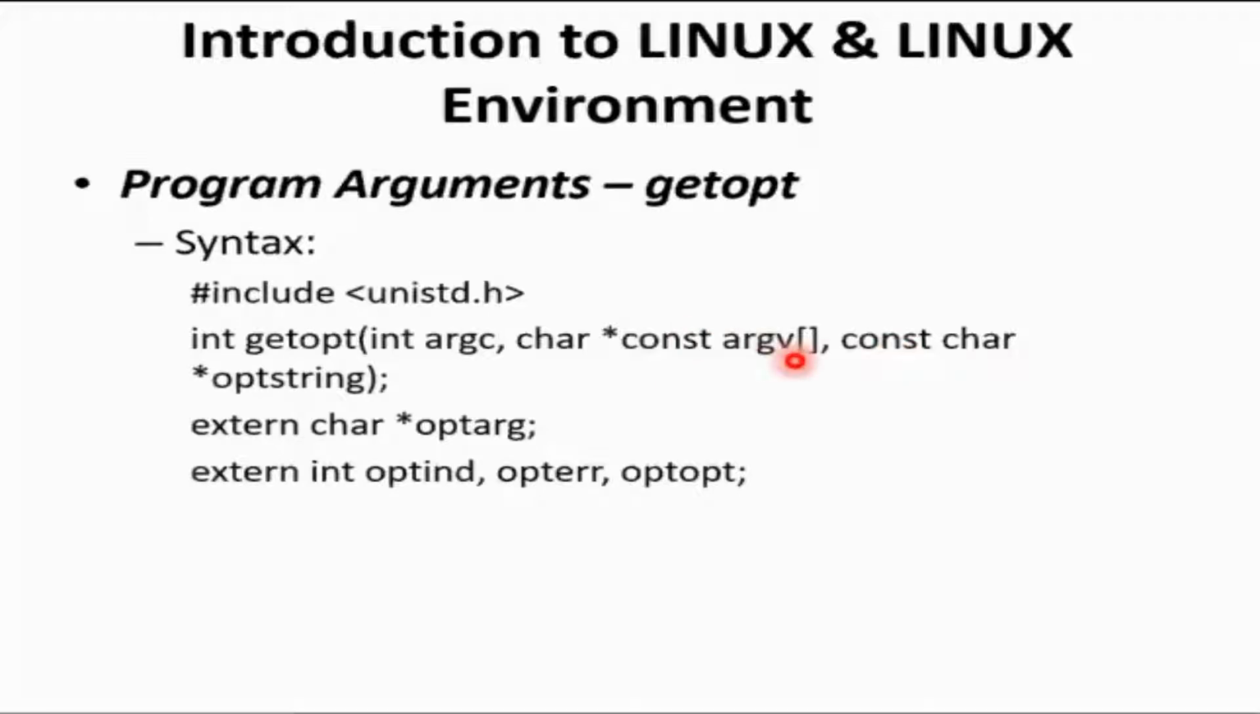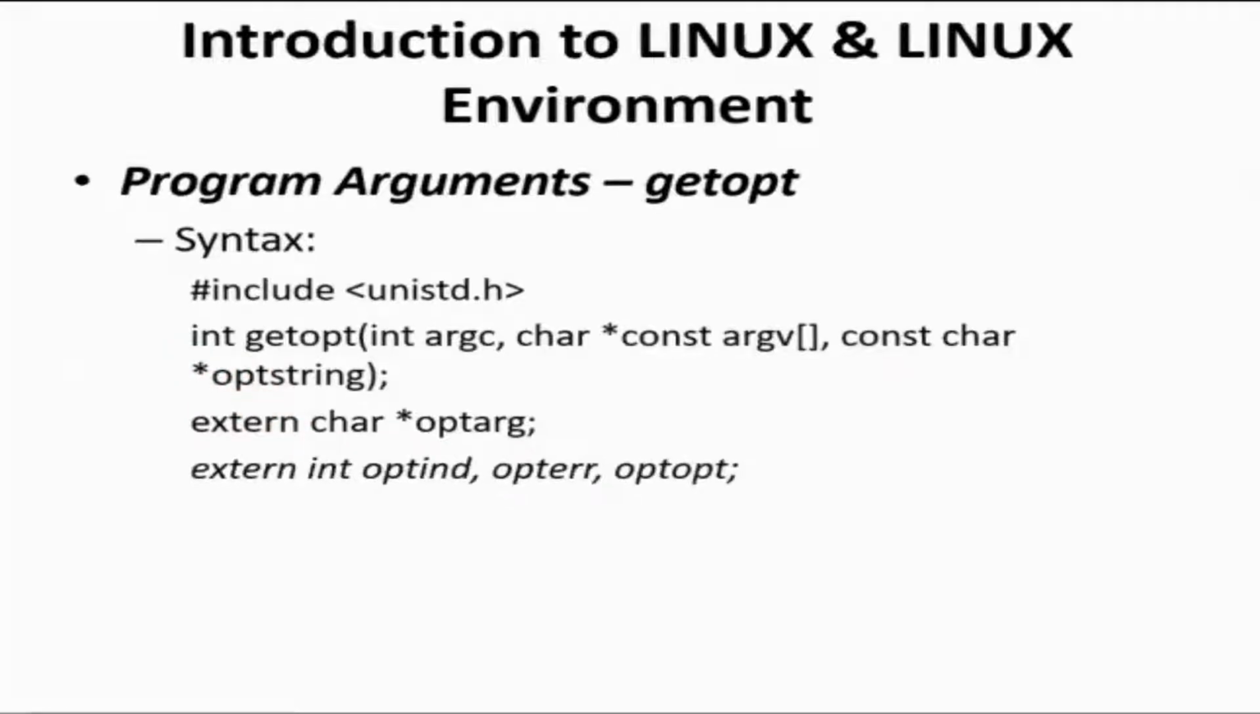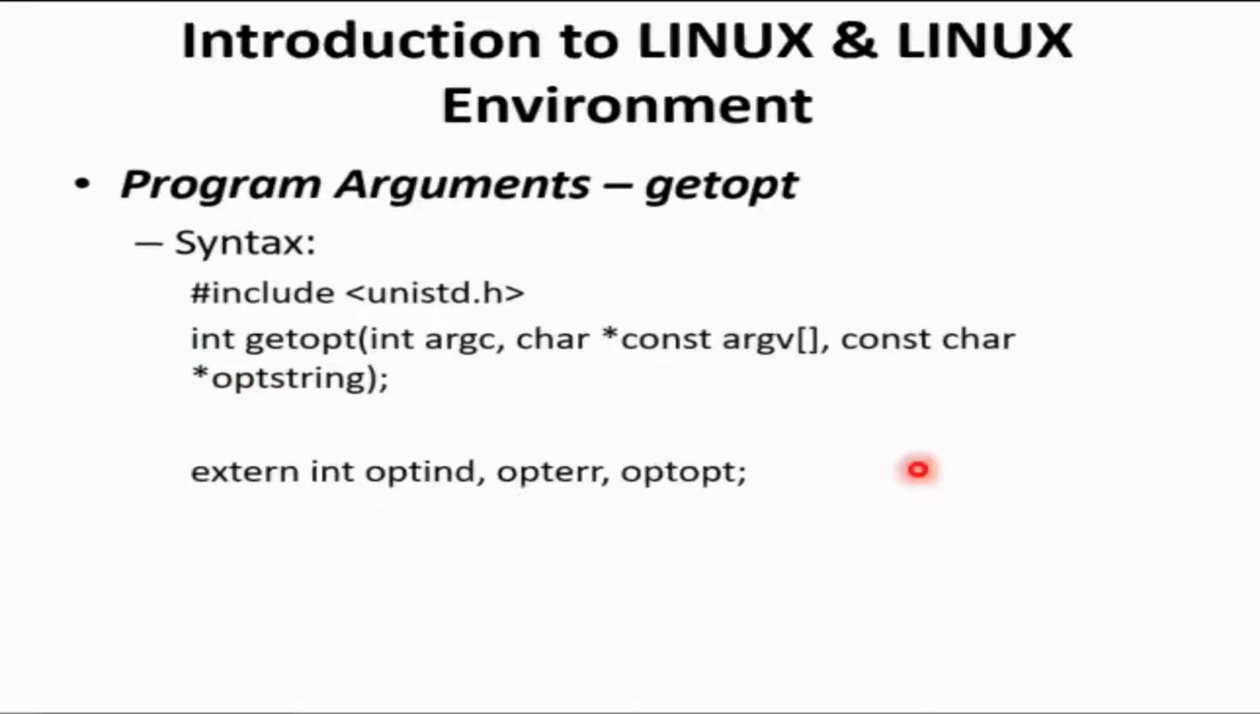And the option string: out of all these arguments, we have certain options like -r, -l, -h, -f. These are the options that are stored in optstring. And with the help of optarg, I can store the arguments regarding the option.